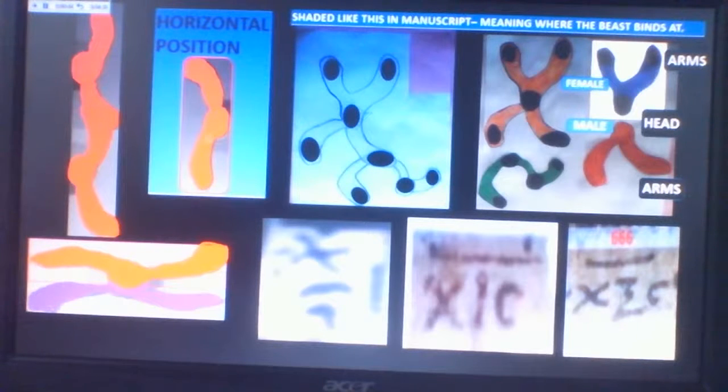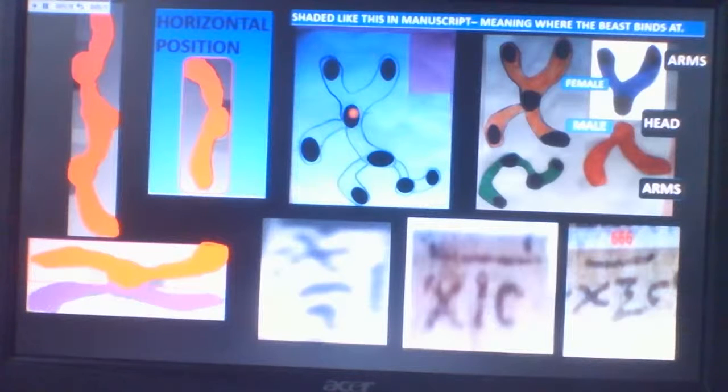But first of all, this is the horizontal position of this beast. When its arms are spread out as if it's flying, I call it the flying beast. This is how it looks. When there are 2 or more of them binding at the hands, this is how they look. And when there's one on top of the other, it looks like a squashed S. In fact, I forgot to tell you, this is exactly how I found this shaded in the manuscript. This is how John shaded it.